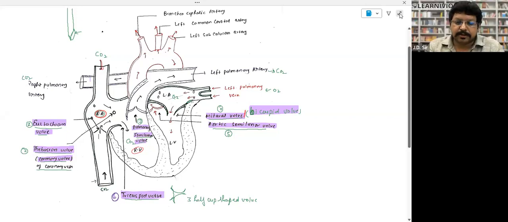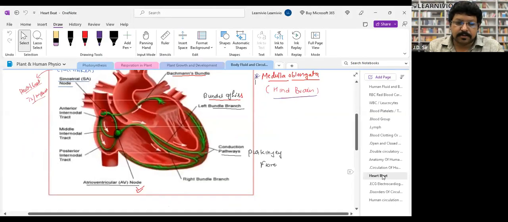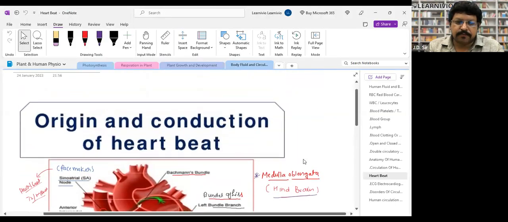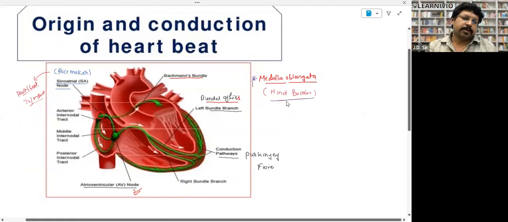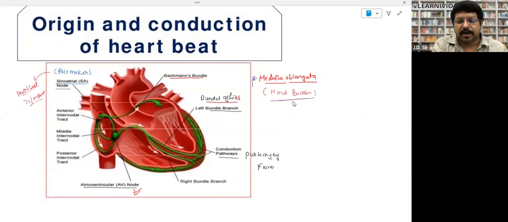So what is next? There is some important information: conduction of heartbeat. From where does the heartbeat originate, Rabia? Where is the battery put in our heart? Can you tell me? There must be some battery which is generating charges.